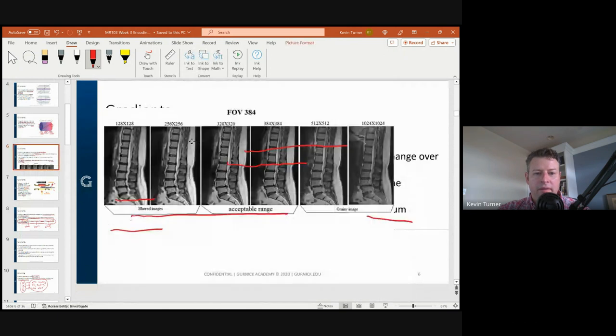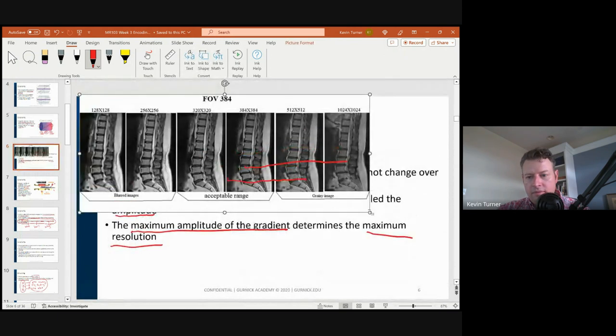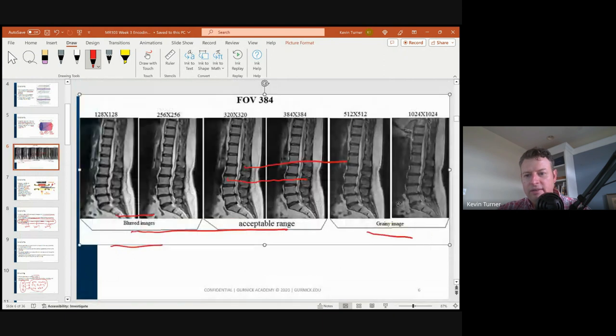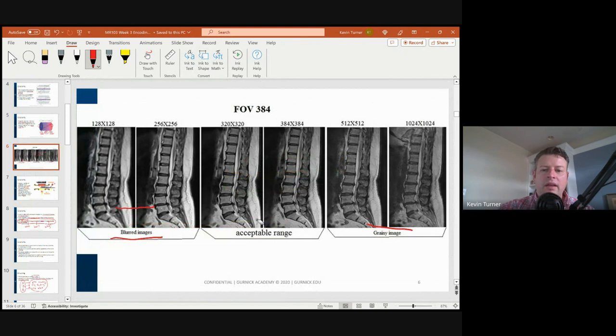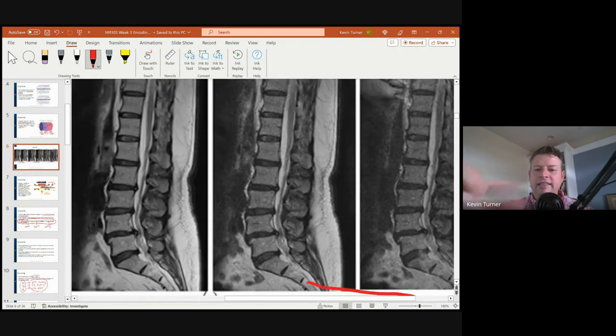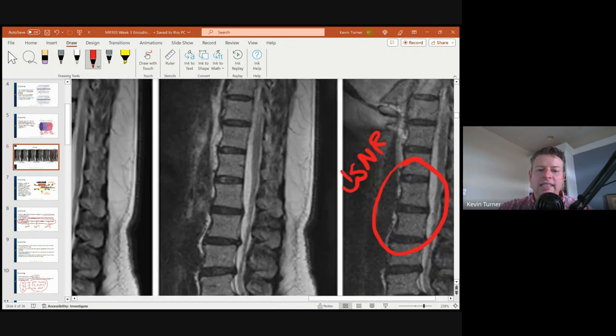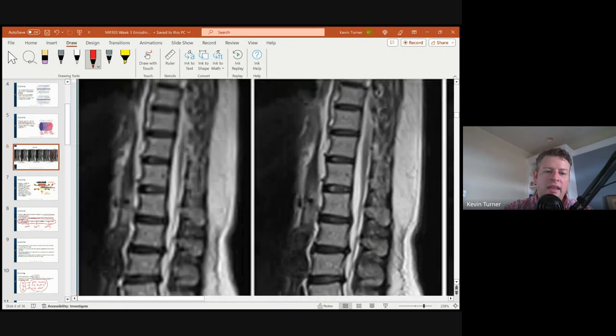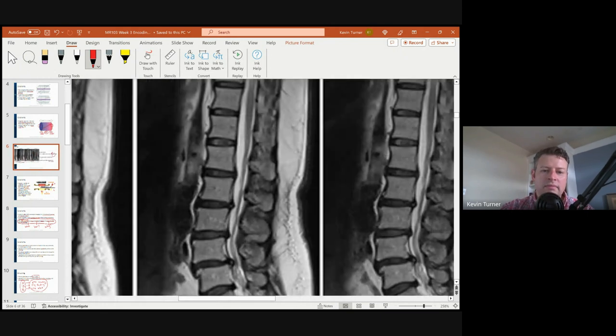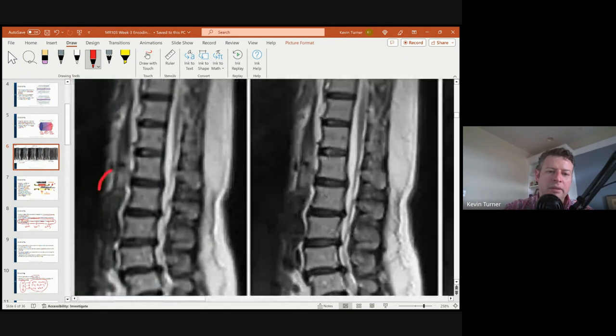But this is not images based on slice thickness, but it is also resolution. It's the matrix we're about to get into. But this side of the image, this is an image with low SNR. Do you see all that graininess that's all over it? That's what happens when your slice gets too thin. When your slice gets too thick, it gets blurry.